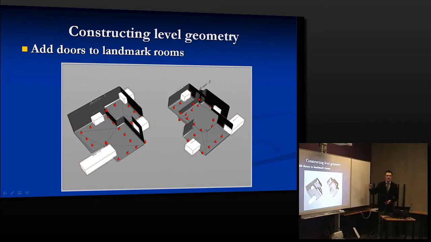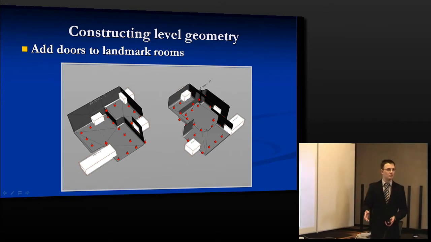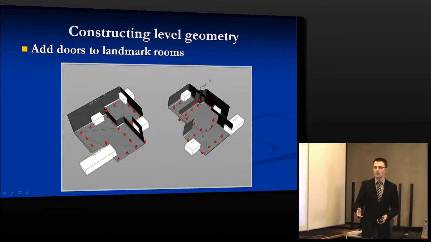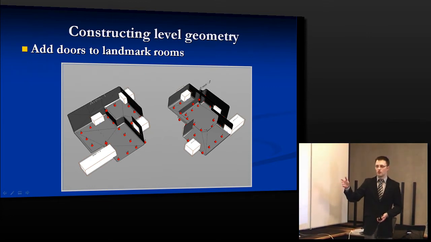Once we have these rooms, we want to add doors. So generally you want to have more than 2 doors, because if you just have 2 doors, it's just a glorified corridor. That doesn't really create much rhythm and gameplay. So we add 3, 4, or 5 doors, depending on the size of the room.